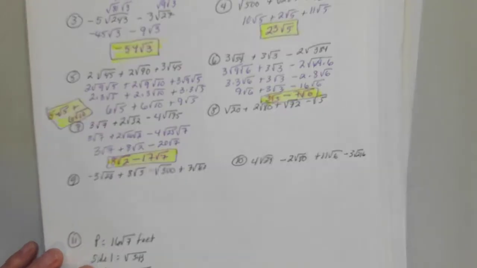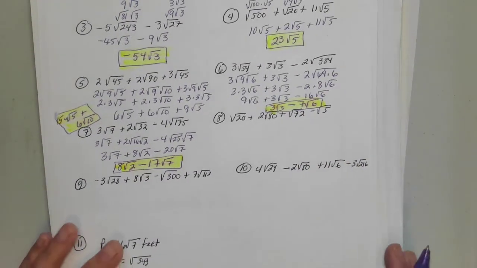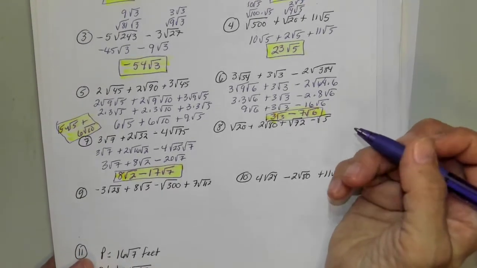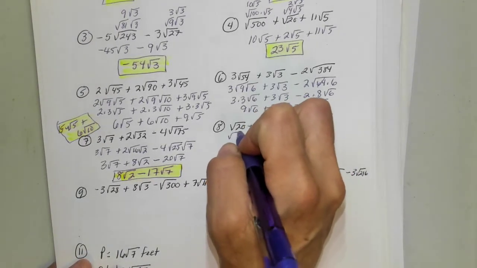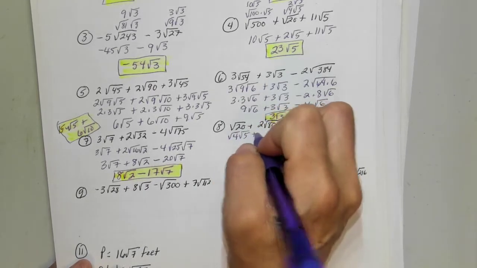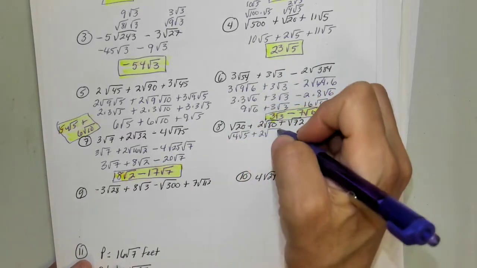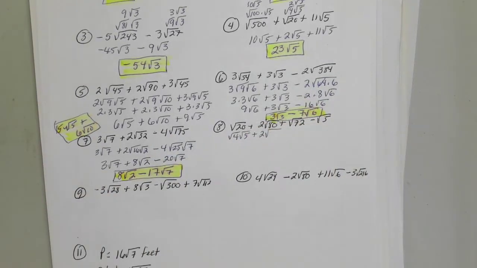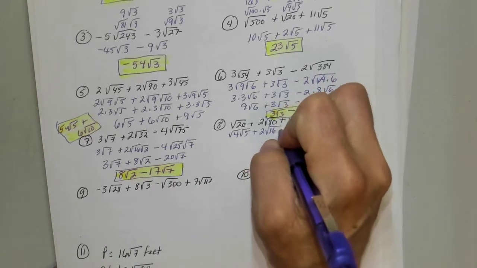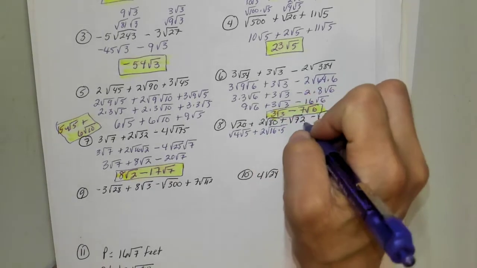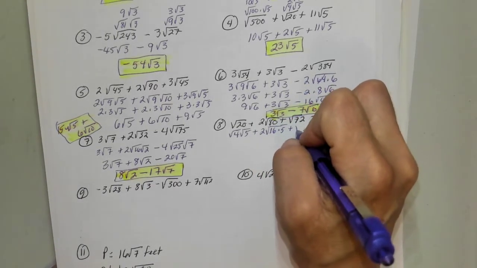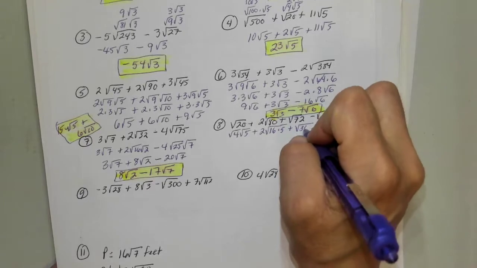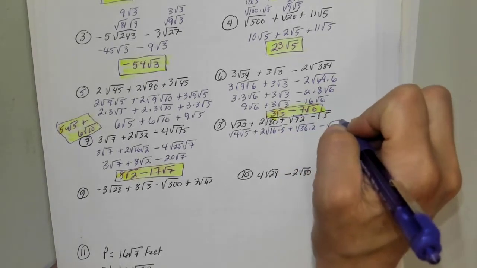All right, number 8, we got a square root of 20, square root of 80, a square root of 72, and a square root of 5. So 20 is 4 times 5. 80, let's see here. We can definitely get a 4 in there. I don't think 16 fits into 80 evenly. And to go, oh, it does. 16 does fit in. 16 times 5. And 72, oh, that's 36 times 2. We can't do anything with root 5.